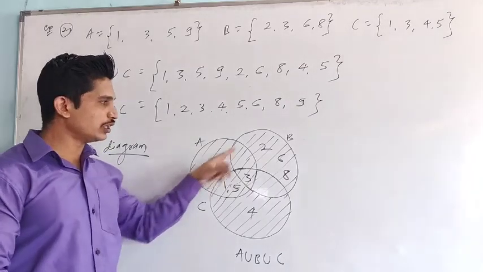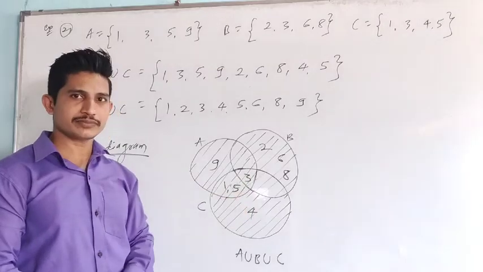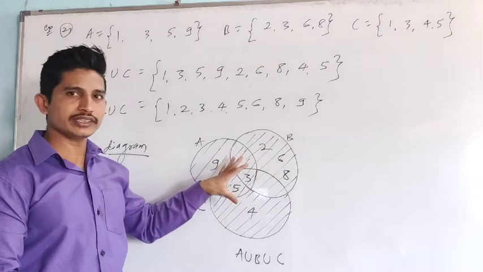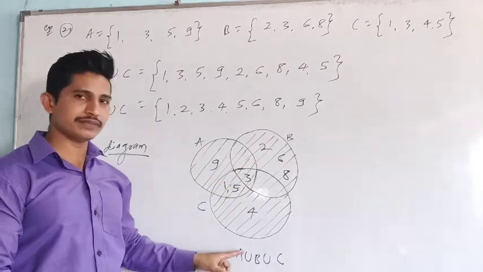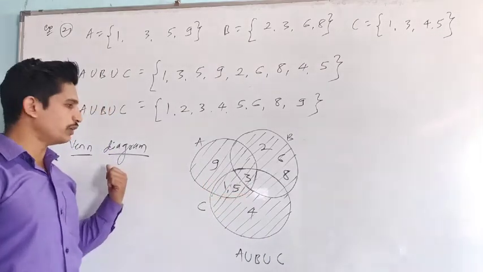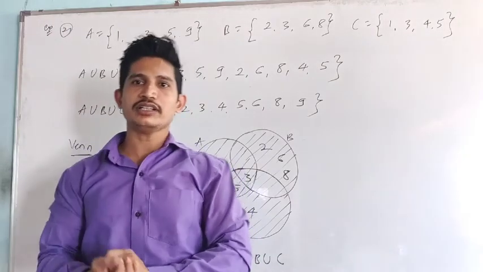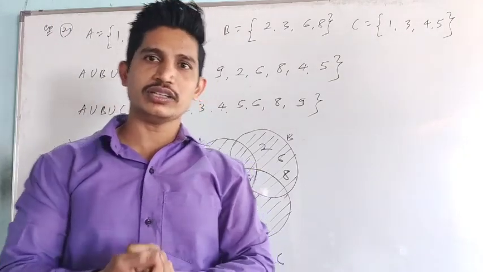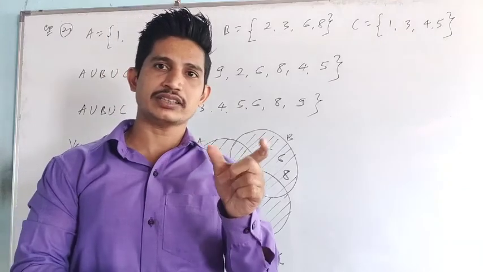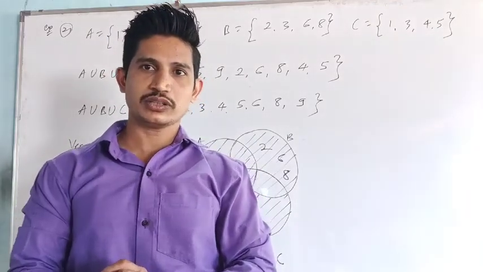So draw all the parts of A, all the parts of B, and all the parts of C. This drawing is called what here? Union of A, B, and C. And this graph is called what here? Venn diagram. So in short, what I told here, union means what? Writing all the elements from the given sets in one set. It is called what here? Union of sets. Okay. Thank you.